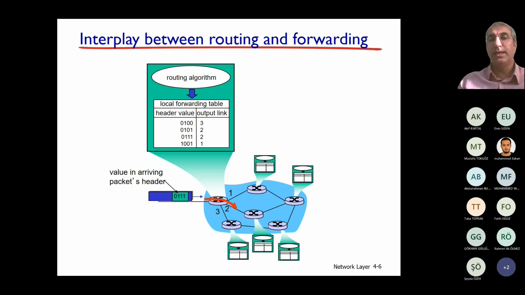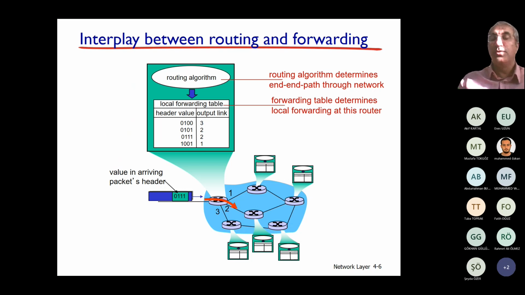Let's look in more detail at what routing and forwarding are. First of all, as I mentioned, the routing algorithms in the router determine the end-to-end path through the network. So it plans the whole path from source to destination. On the other hand, we have a forwarding table that is responsible for local forwarding at this router.